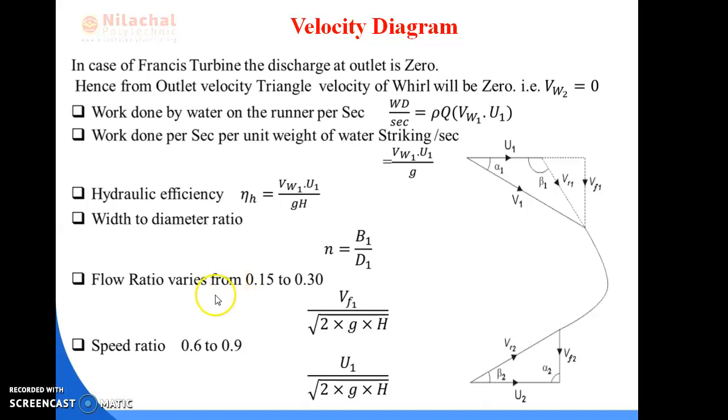Here in this video, I will continue with the drawing of the velocity diagram at inlet and outlet of the curved vanes of a Francis turbine. We have already studied it is an inward flow reaction turbine in which the water enters the casing at the outer radius and leaves the casing in an axial direction.